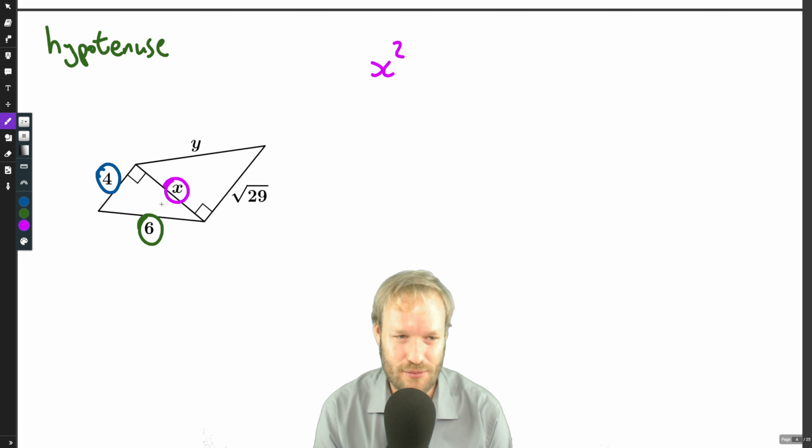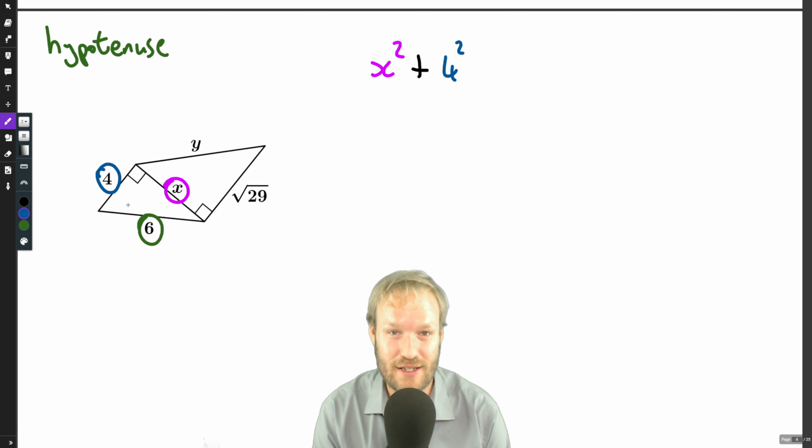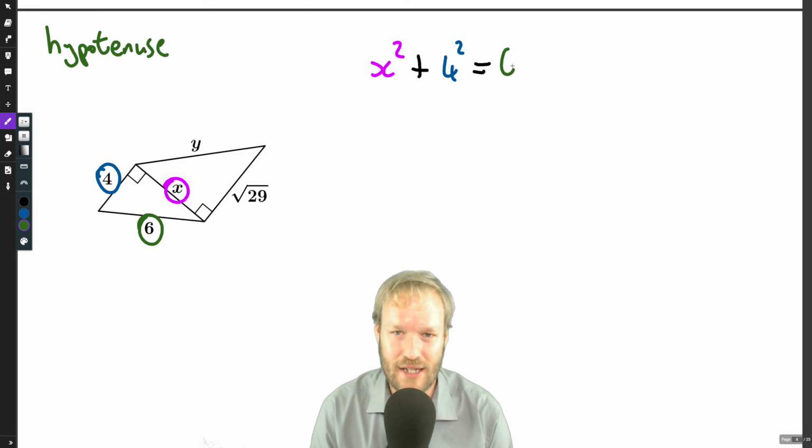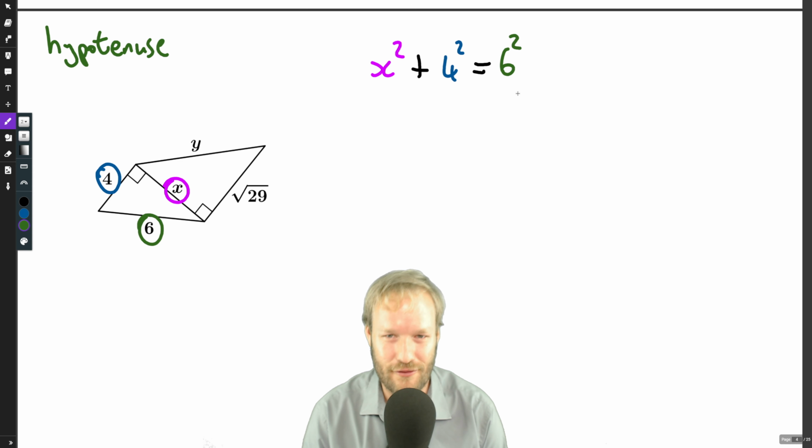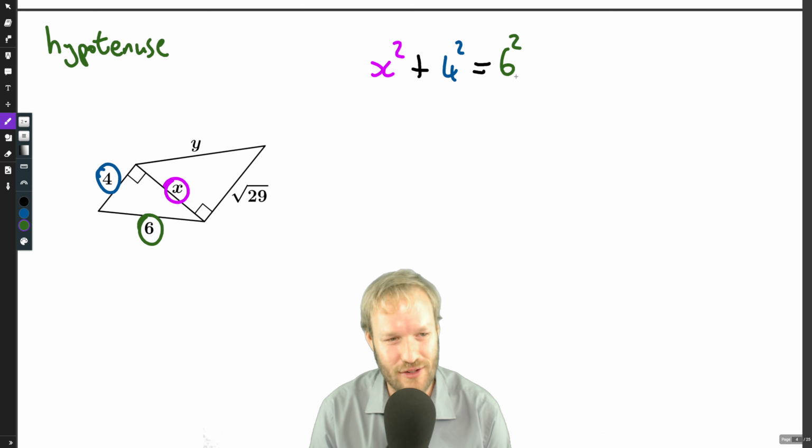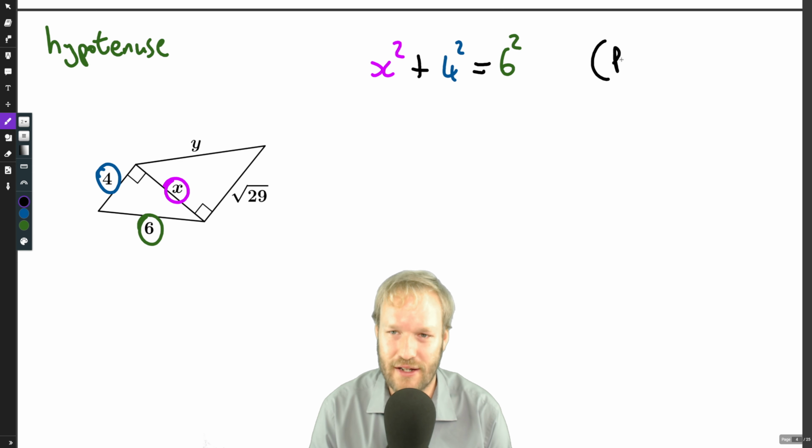the one side, the smaller side squared. If we add it to the other side squared, because we're picturing those squares outside, what we're going to get is the sum, or at least the square of the other one. So that sum of squares gives you the hypotenuse squared. And our reason for that is Pythagoras.